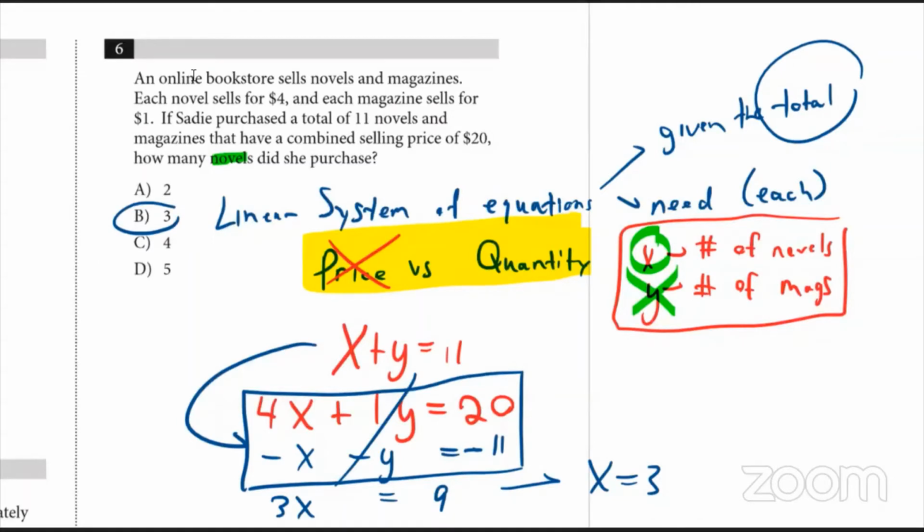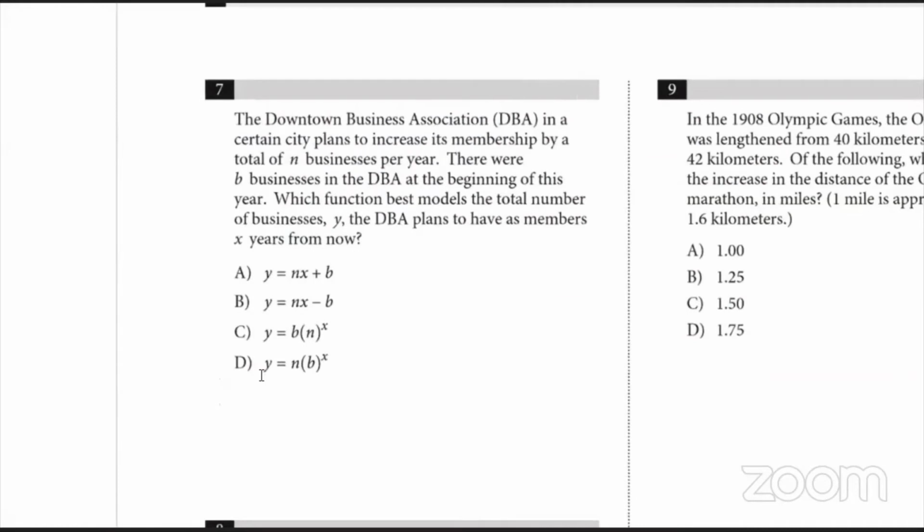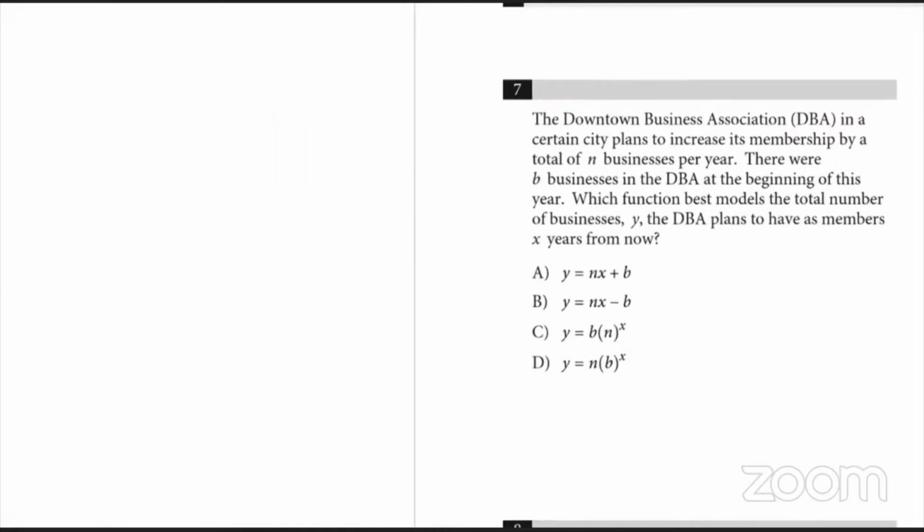Let's go ahead and move now to number 7. The Downtown Business Association is increasing its membership by N businesses. I'm looking for the units to see if they conflict. There were B businesses, and we're looking for the total number of businesses X years from now. So the Y value we're looking for is the number of businesses, and the X value is the number of years.